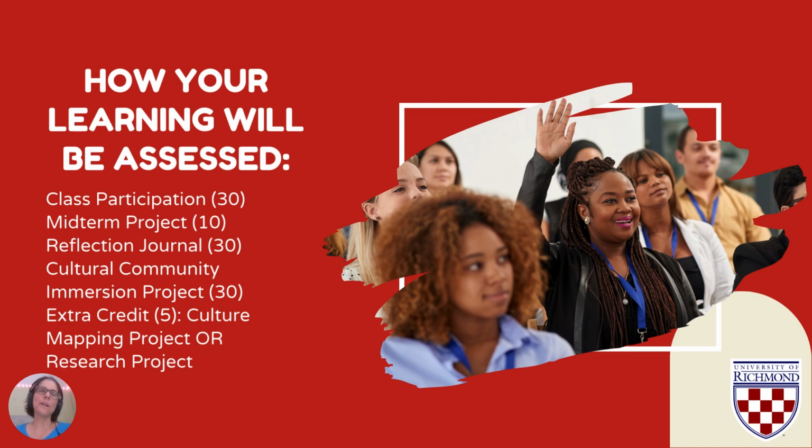Now, how will your learning be assessed this semester? There are several different activities that will be graded, and this will help you measure your success in this class. First, class participation, which is worth 30 points. Our classes meet once a week for 2 hours and 45 minutes, so if you miss one class, that will affect your participation grade. However, there are other activities outside of class that you will have a chance to participate in, and that will also contribute to that class participation grade.